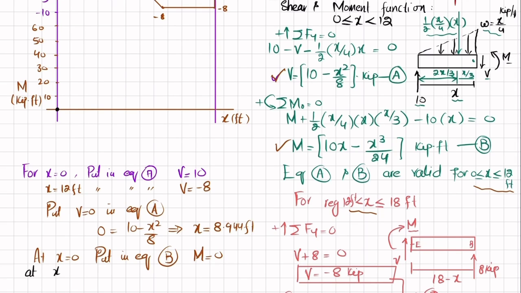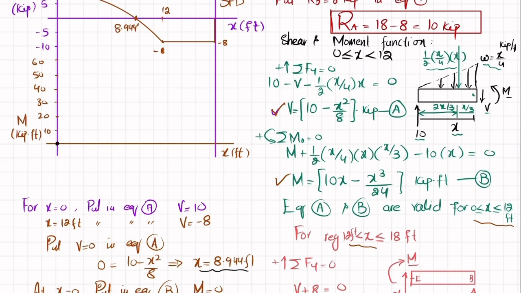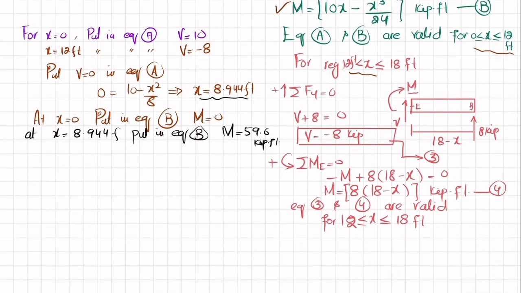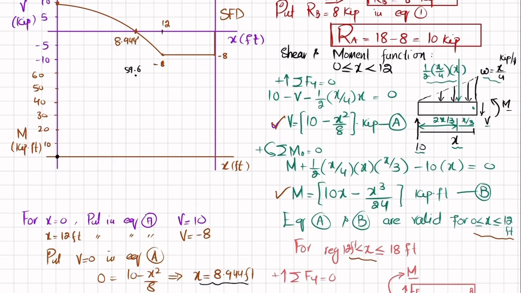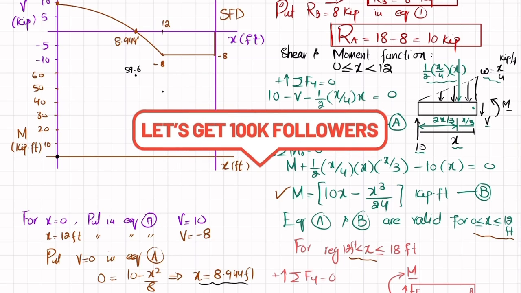Now at x equal to 8.944 feet, put in equation B. So you will get the maximum bending moment, which will be equal to 59.6 kips into feet. So we will plot that point. Let this be the point, somewhere here, 59.6 kips into feet. Now at a distance of 12 feet, put x equal to 12 feet in equation B. So you will get moment equal to 48. So 48 is this point. Clear?